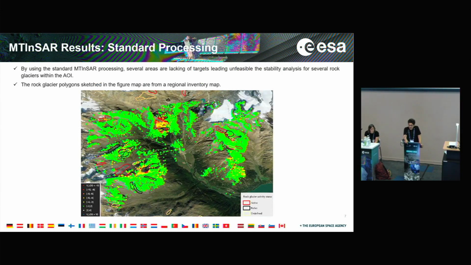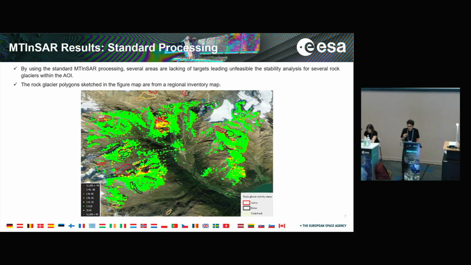After this preliminary investigation, we performed a multi-temporal differential interferometric processing using the SPINUA algorithm, which exploits both persistent scatterers and distributed scatterers. And we get these first results. Here you can see the map of mean displacement rate computed on the selected coherent targets in the area of interest. On the same image you can also see the polygons corresponding to the rock glaciers in the area, as derived from a regional inventory map.